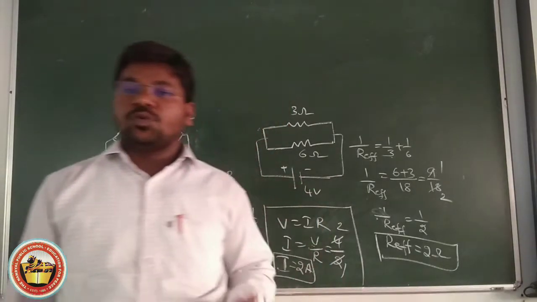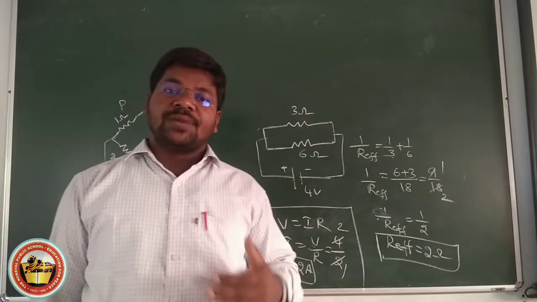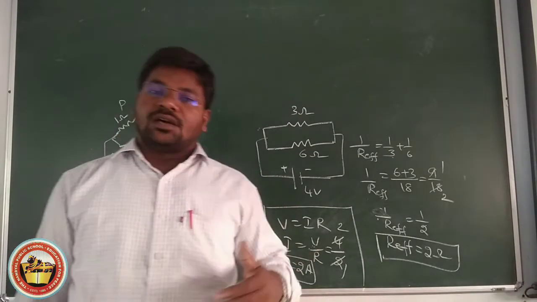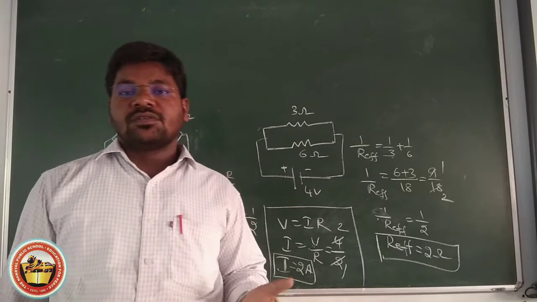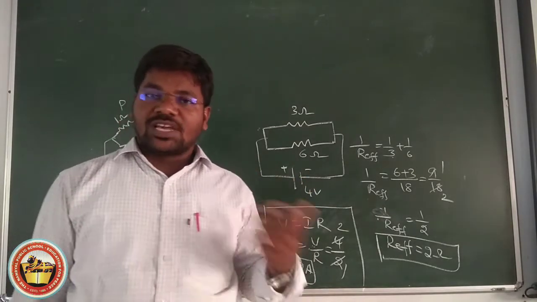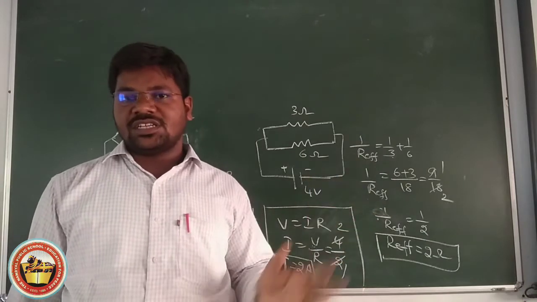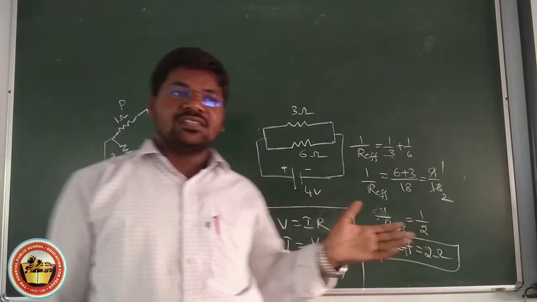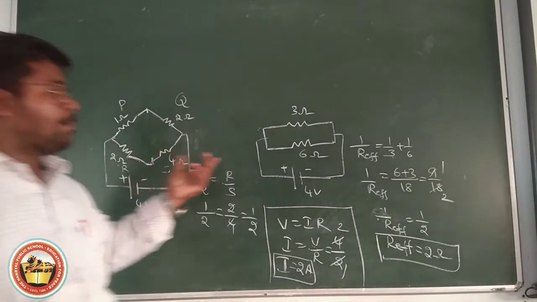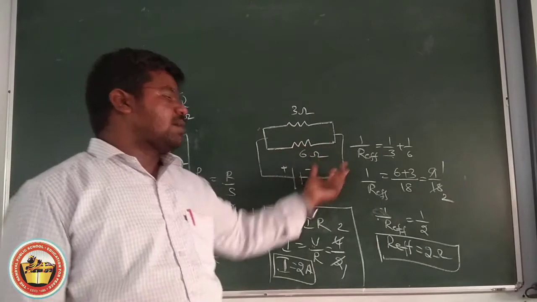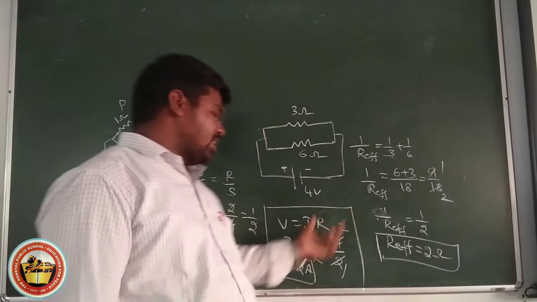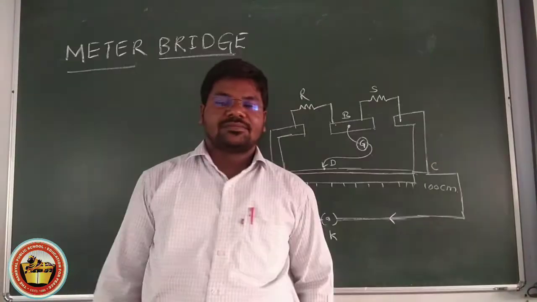So from this circuit we have to change to the equivalent resistance diagram. We can remove the middle resistance based on the Wheatstone bridge principle, P by Q is equal to R by S. If the ratios are the same, it is a balanced condition, so we can remove the middle resistance. The remaining 2 and 2 resistors are in series, and then we get a parallel circuit. By using the formula, we can get the resistance, and with the help of the resistance and battery, we find the current.